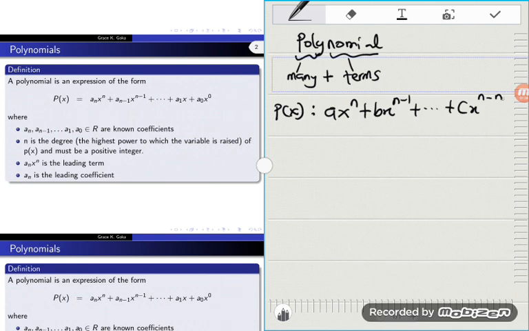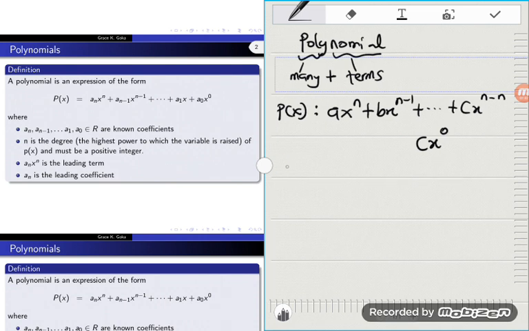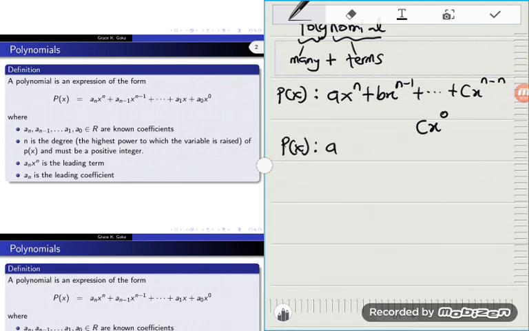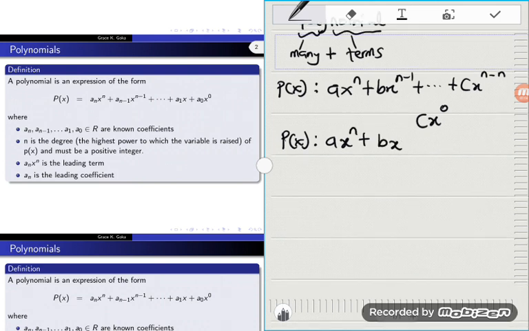And so basically, if I reduce the last term, which is cx to the power n minus n, the exponent will give me 0. So I will end up having cx to the power 0. Now, under indices, any non-zero number to the power 0 is equal to 1. So what this basically means is my p of x is given as ax to the power n plus bx to the power n minus 1 plus up to plus c.